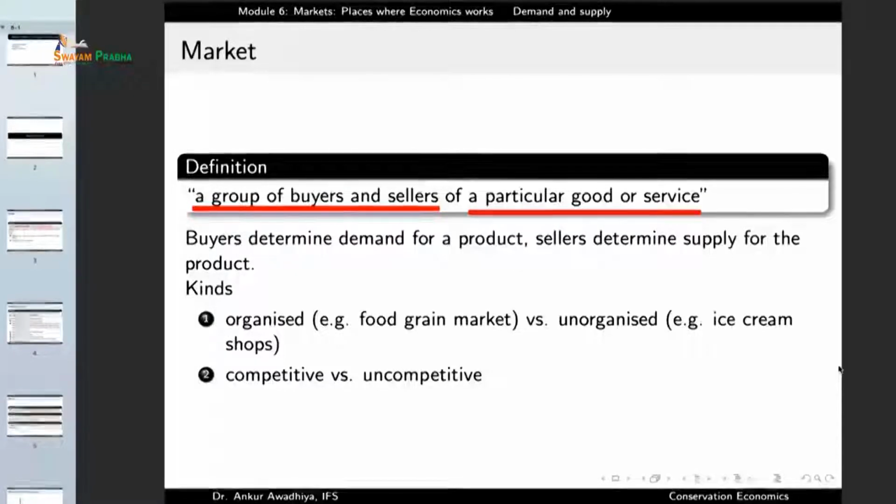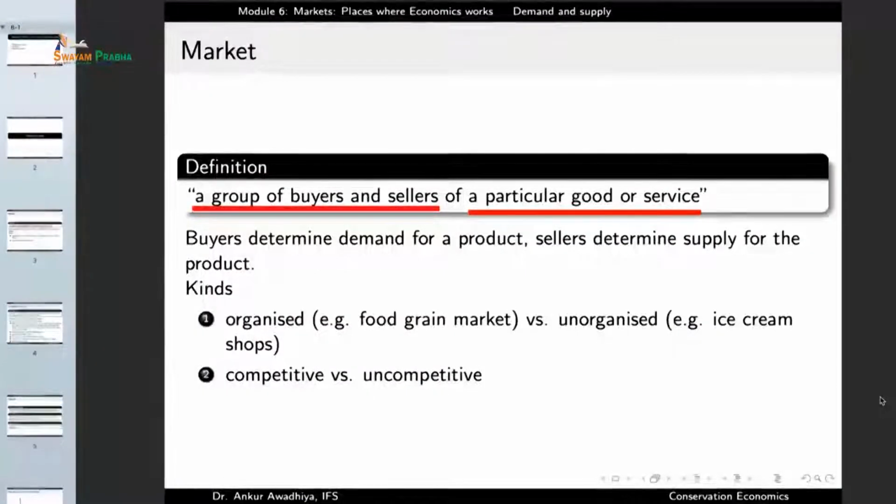And there are different kinds of market. We can have an organized market, such as the market for a food grain. In an organized market, different buyers and sellers come to a place and they play by certain rules to sell their products. In a number of these organized markets, the buying and selling of goods could be through the use of auctions or through certain other institutional mechanisms. So, this is an organized market.